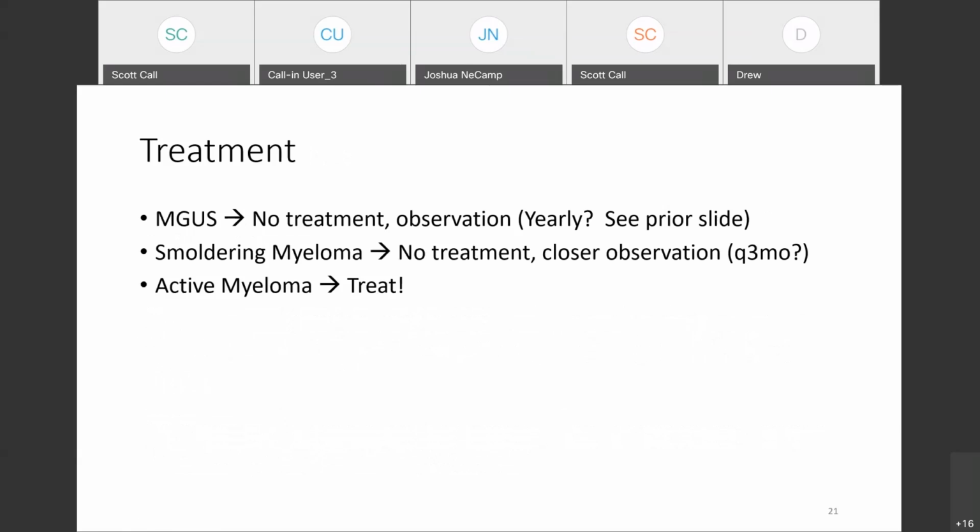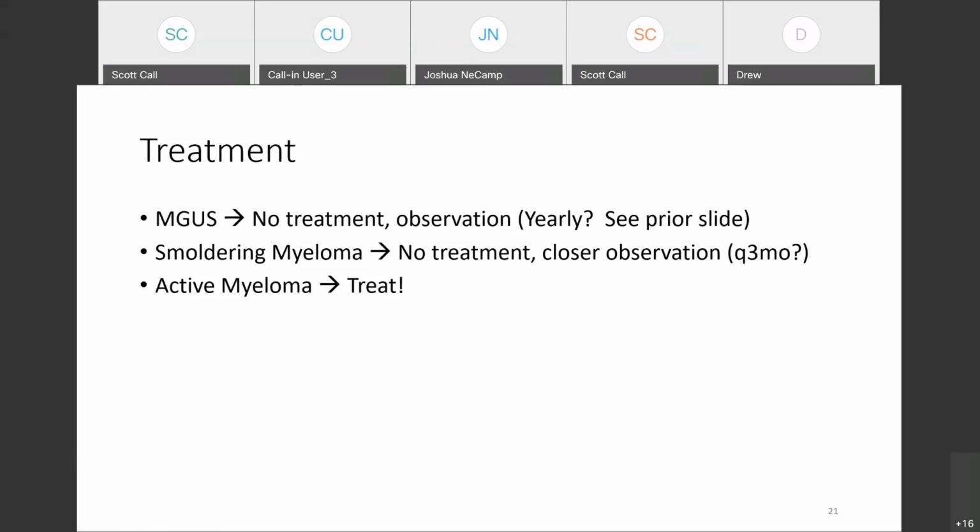So again, memorize that progression: MGUS, smoldering myeloma, multiple myeloma. Be aware of the risk calculator for MGUS. Make sure you commit the diagnostic criteria to memory, because that's likely what you'll be tested on. So now moving a little bit to talk about treatment.